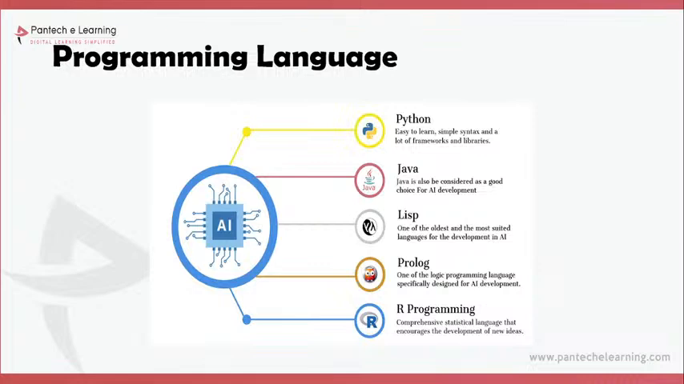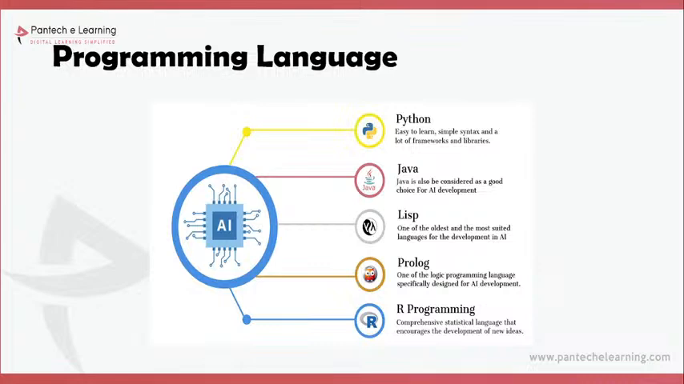So that is what a programming language is. A programming language is a medium used to communicate between the system and the user. In AI, we are using languages like Python, Java, Lisp, Prolog, and R programming. These are the languages which are used to communicate with the AI and give instructions, and if you want to perform any functions, we use this type of language.